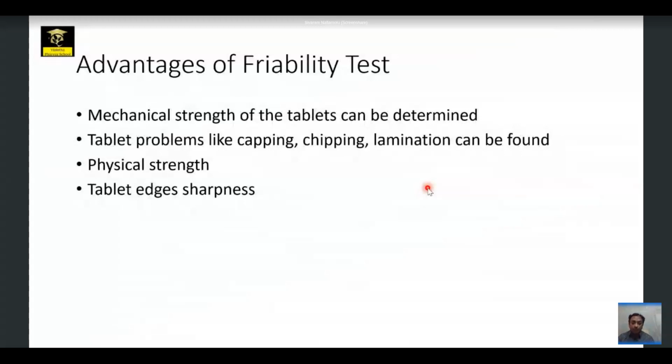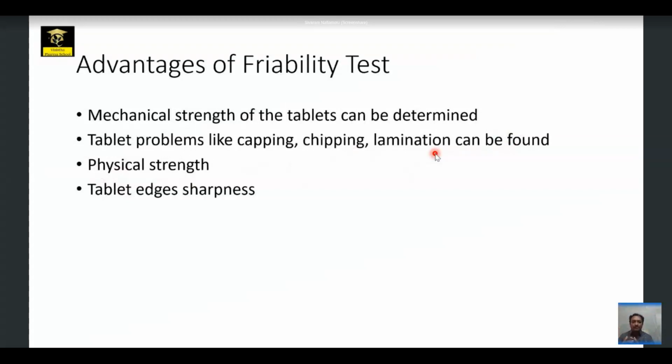If the tablets do not have the necessary strength, you will see that capping, chipping, and lamination are some of the problems that can be identified. That is why I told you, before finding out the final weight of the tablets, see the physical appearance of the tablets. By looking at the physical appearance, you can tell whether the tablets have the desired hardness or not. For example, if capping, chipping, and lamination are observed after 100 rotations: capping means the crowns are removed from the body of the tablet. Chipping means small specks from the edge of the tablets are worn off. Lamination means separation of the body into two parts. That is known as lamination.